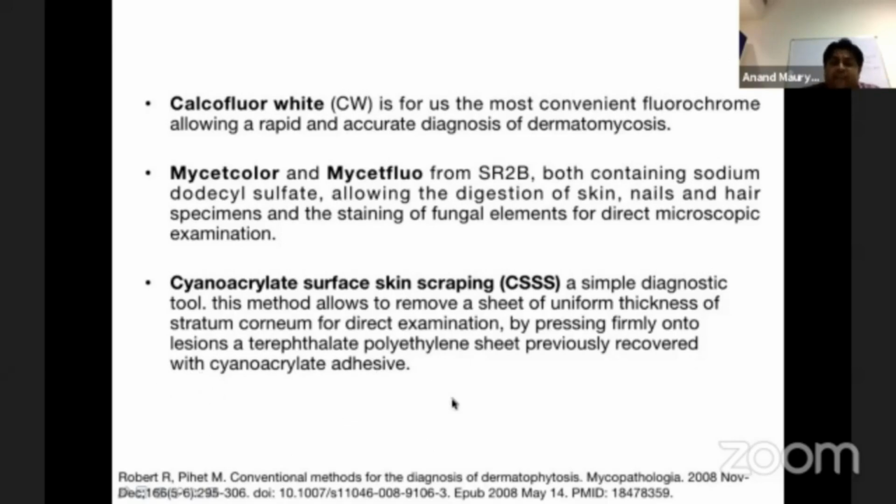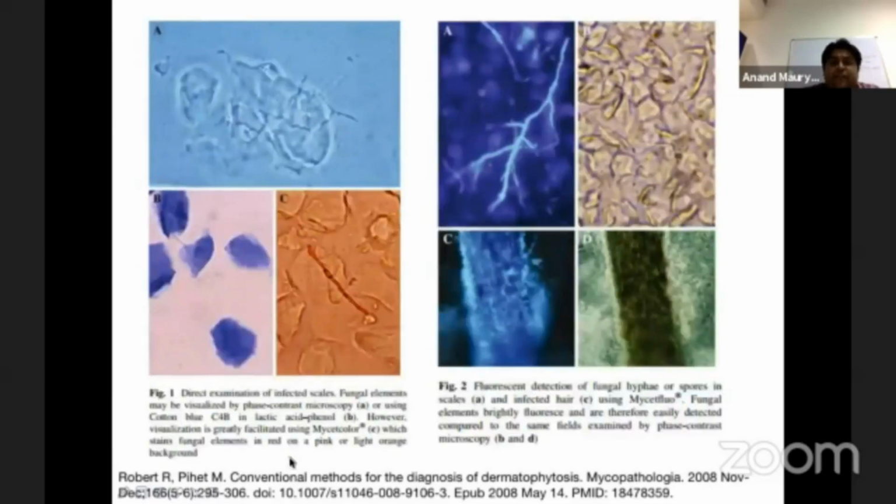So these are the methods generally used. You can see the picture. There is fluorescent detection of the fungal hyphae. There is direct detection of infective scales there. You can visualize it under phase contrast microscopy.